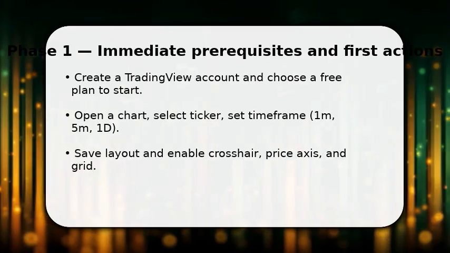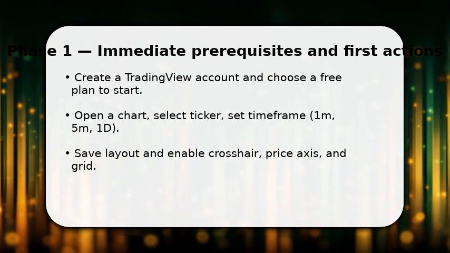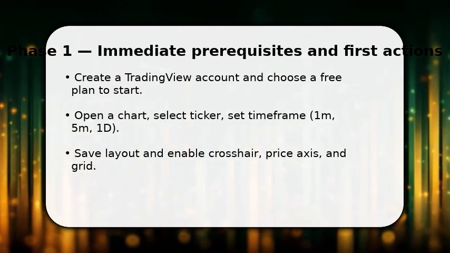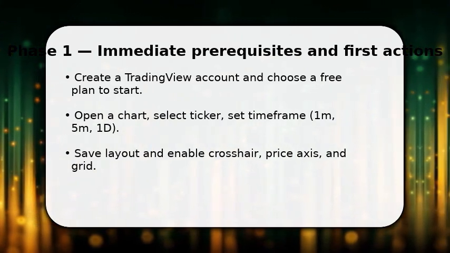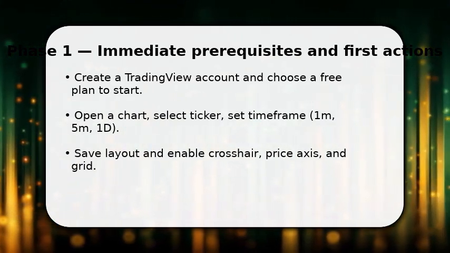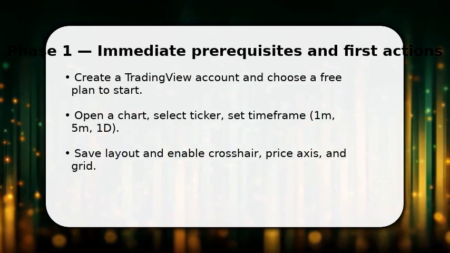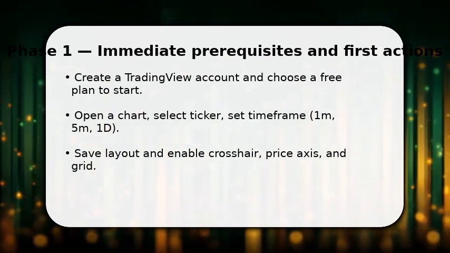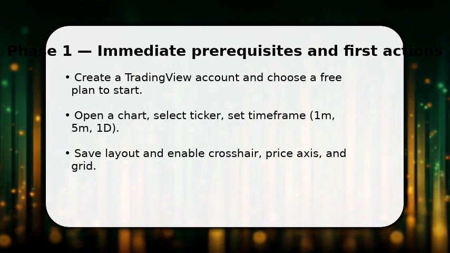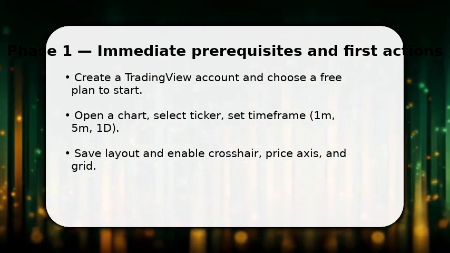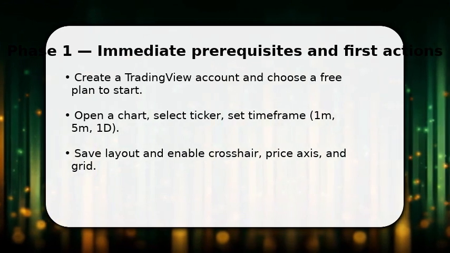You'll begin by signing in and opening a chart. This gets you into the workspace fast. Once done, type the ticker and pick a time frame, 1 minute to 1 day, so you focus on the right horizon. Make sure to enable crosshair and grid for precise reads and save your layout immediately to avoid losing settings. These steps let you see price structure now, and they establish the foundation for indicators, drawing, and alerts you'll add next.